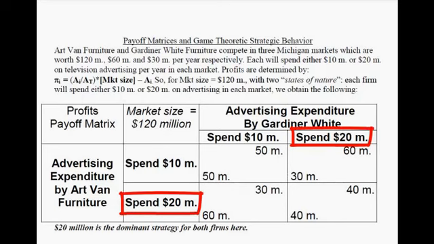Because both firms have a dominant strategy, which is to spend $20 million, while they could be more profitable spending $10 million each, they will move towards spending $20 million each, which causes them to lose profitability. This outcome is called a prisoner's dilemma because acting in their self-interest, each firm ends up being worse off.